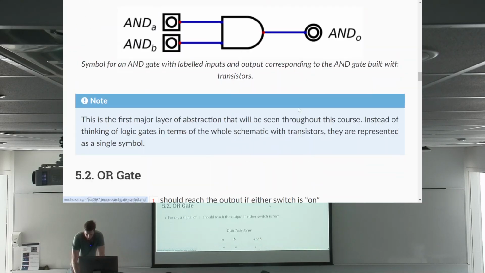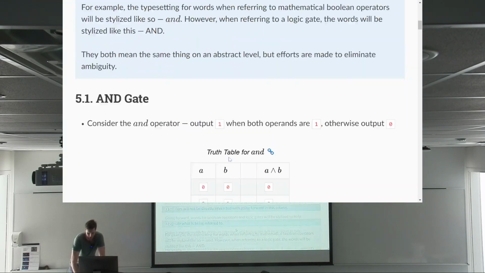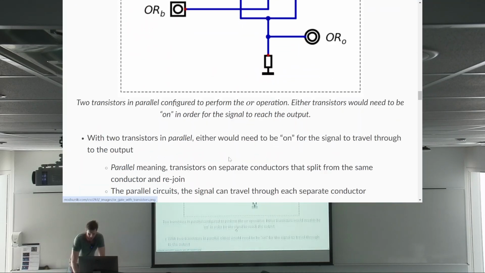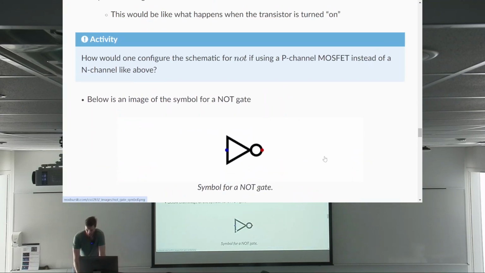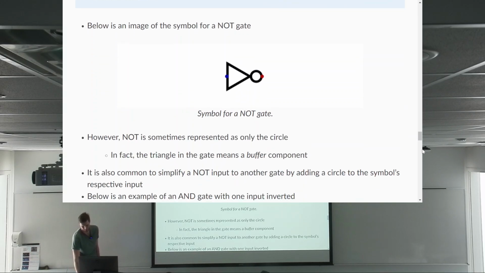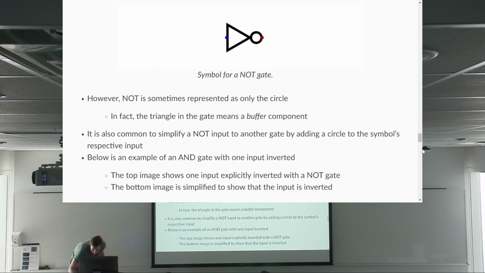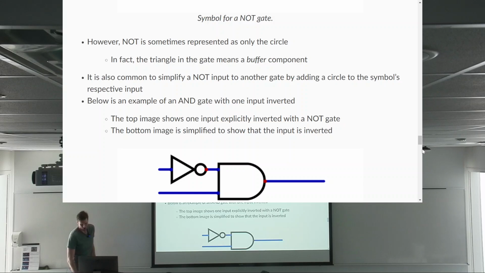Okay. The symbol for AND. Did I show you the symbol for it? Yeah, okay, there's a symbol for AND, the symbol for OR, and the symbol for NOT is this little triangle thing. Now, really, it's the circle that's important. The triangle means a buffer component, but this is usually how we would draw a NOT gate, okay? It's actually common to simplify a NOT.